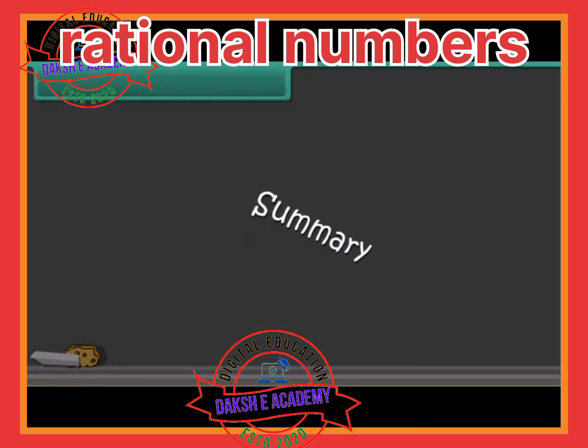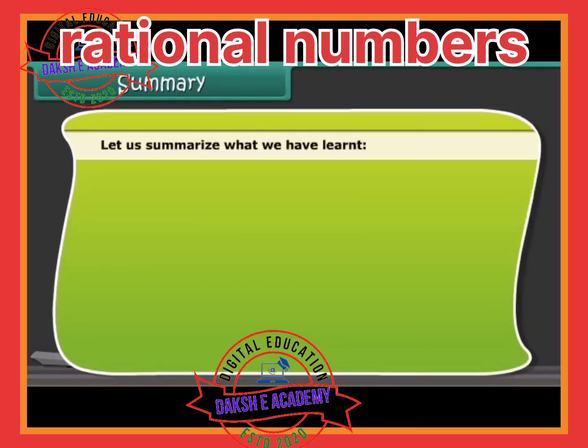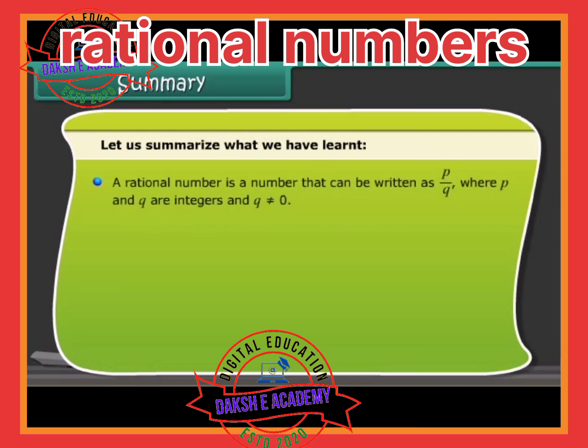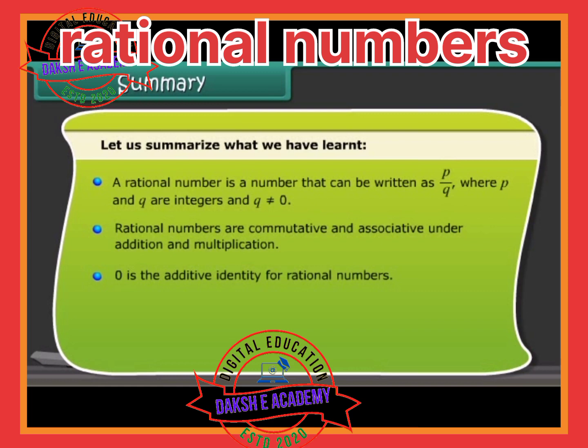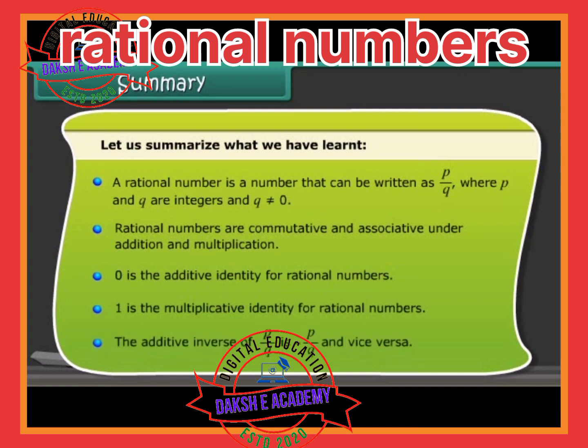Summary. Let us summarize what we have learned. A rational number is a number that can be written as P upon Q, where P and Q are integers and Q is not equal to 0. Rational numbers are commutative and associative under addition and multiplication. 0 is the additive identity for rational numbers. 1 is the multiplicative identity for rational numbers. The additive inverse of P upon Q is minus P upon Q and vice versa.